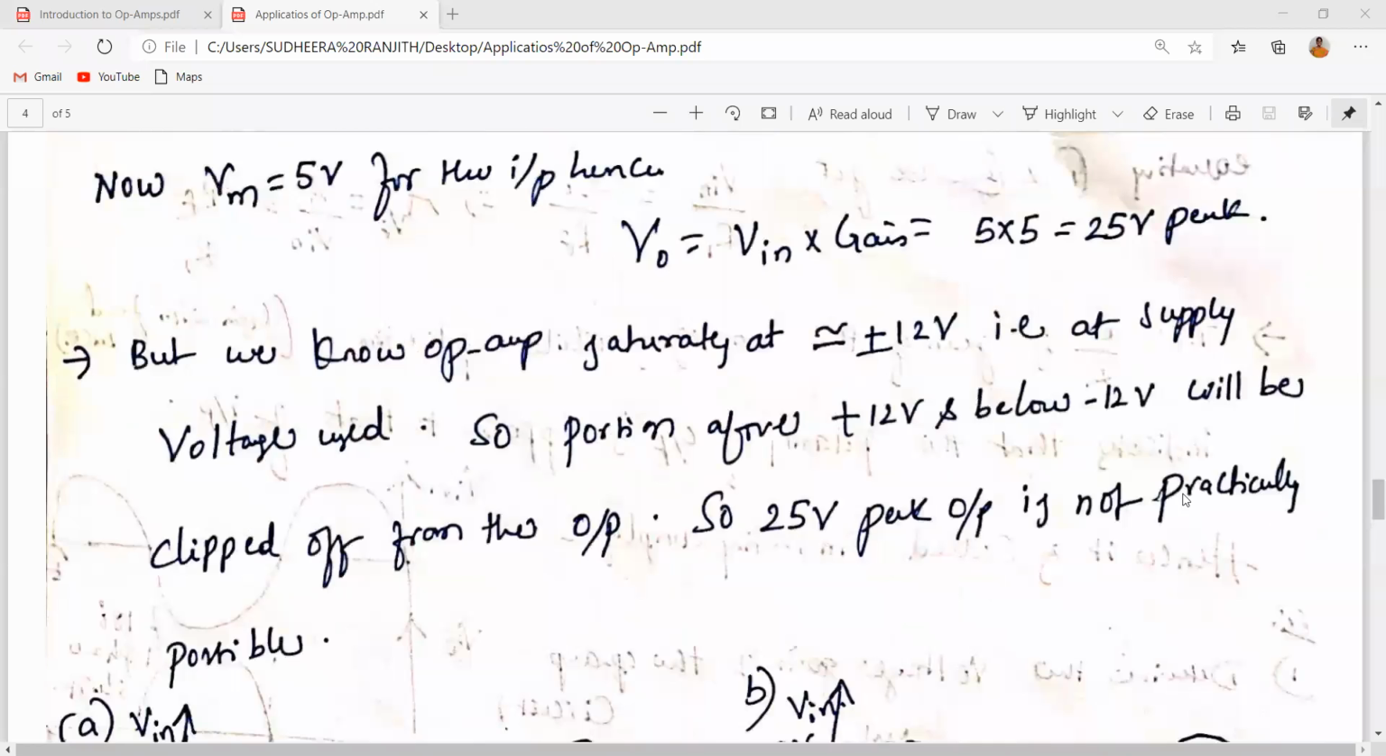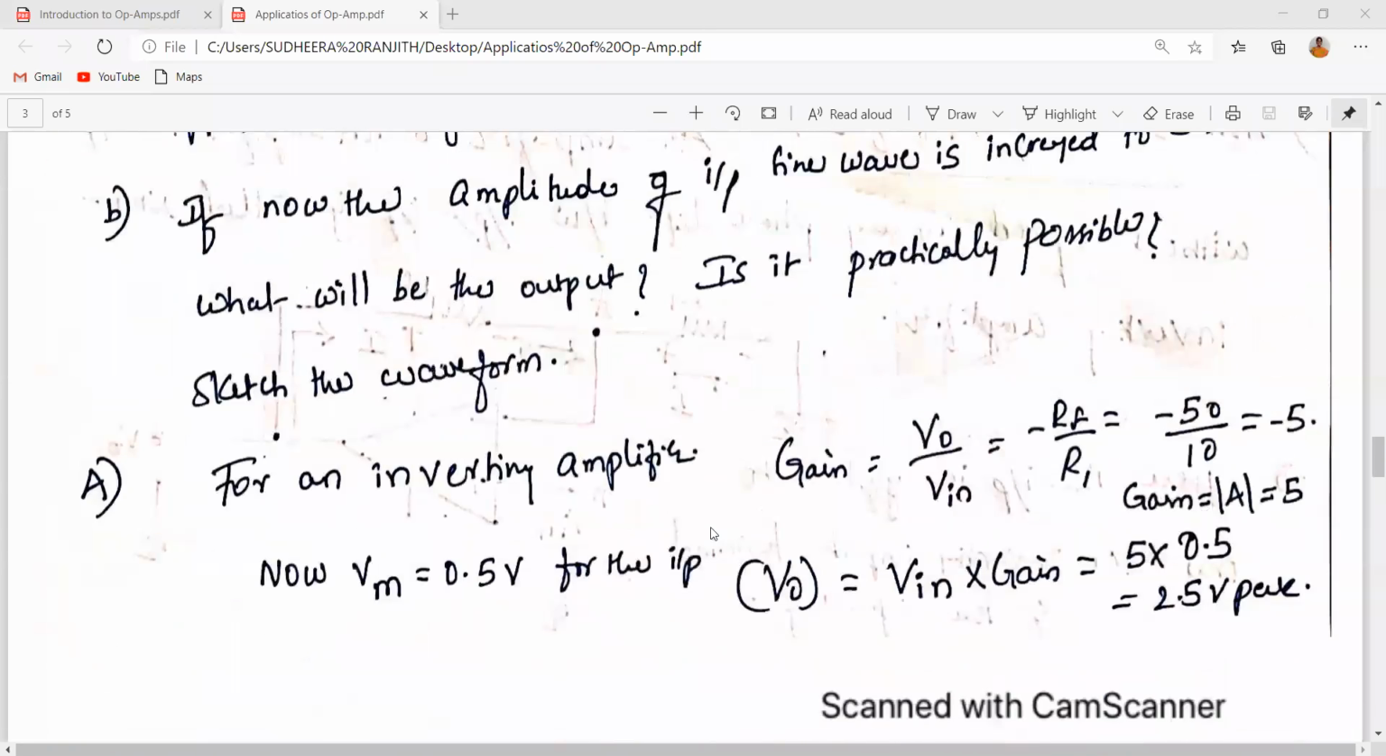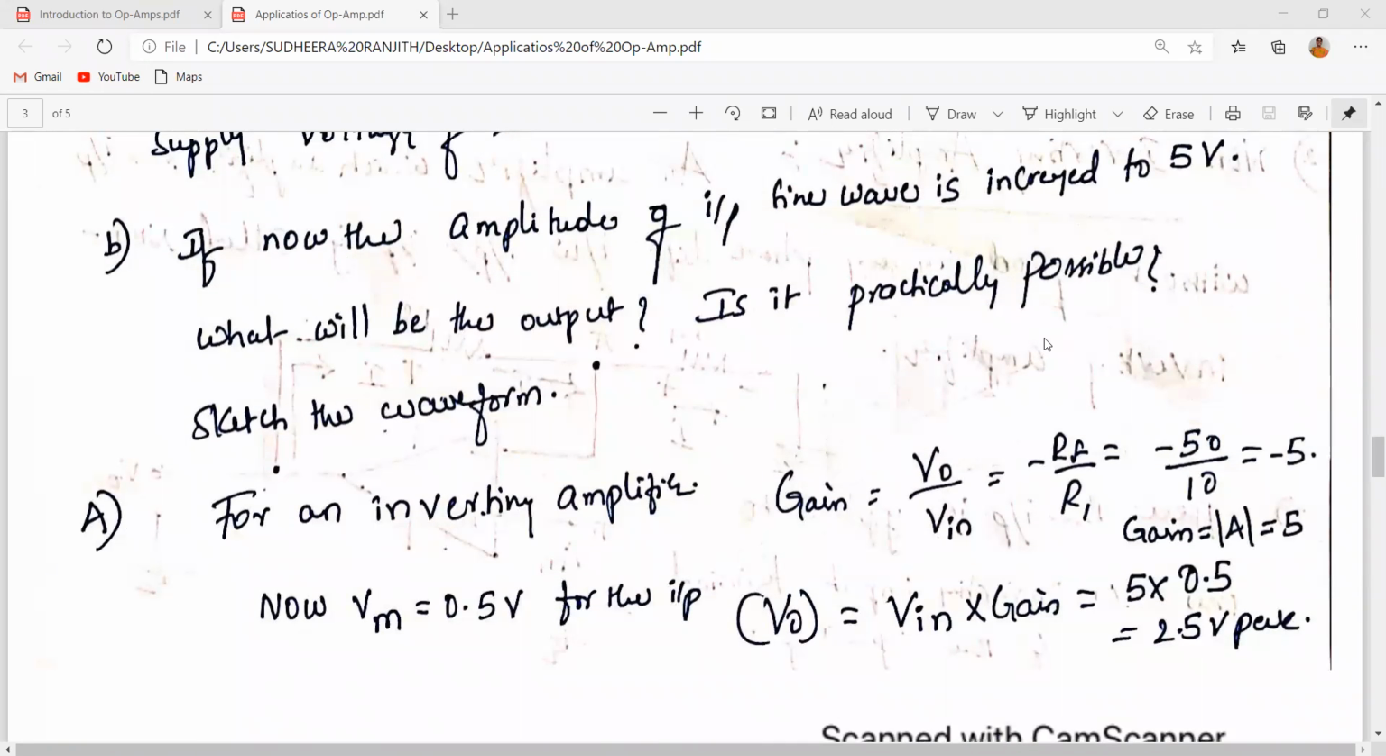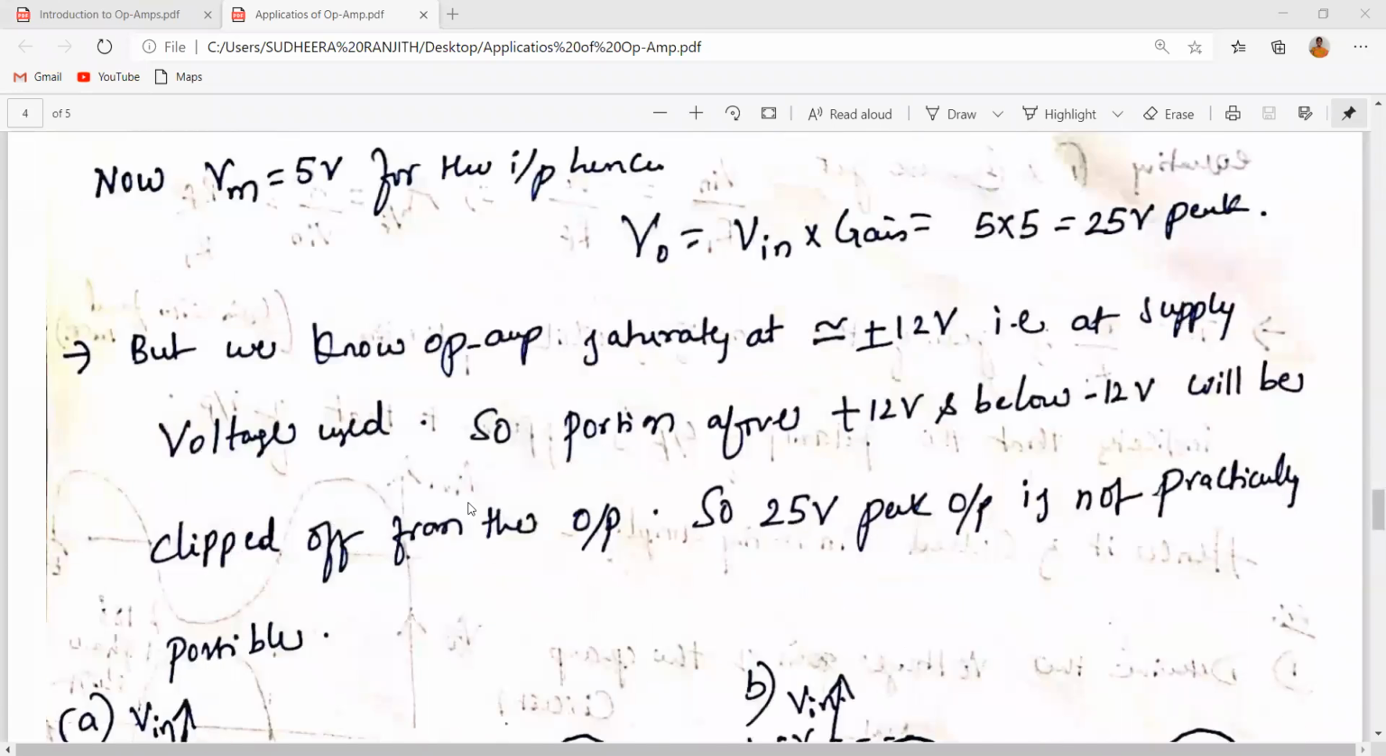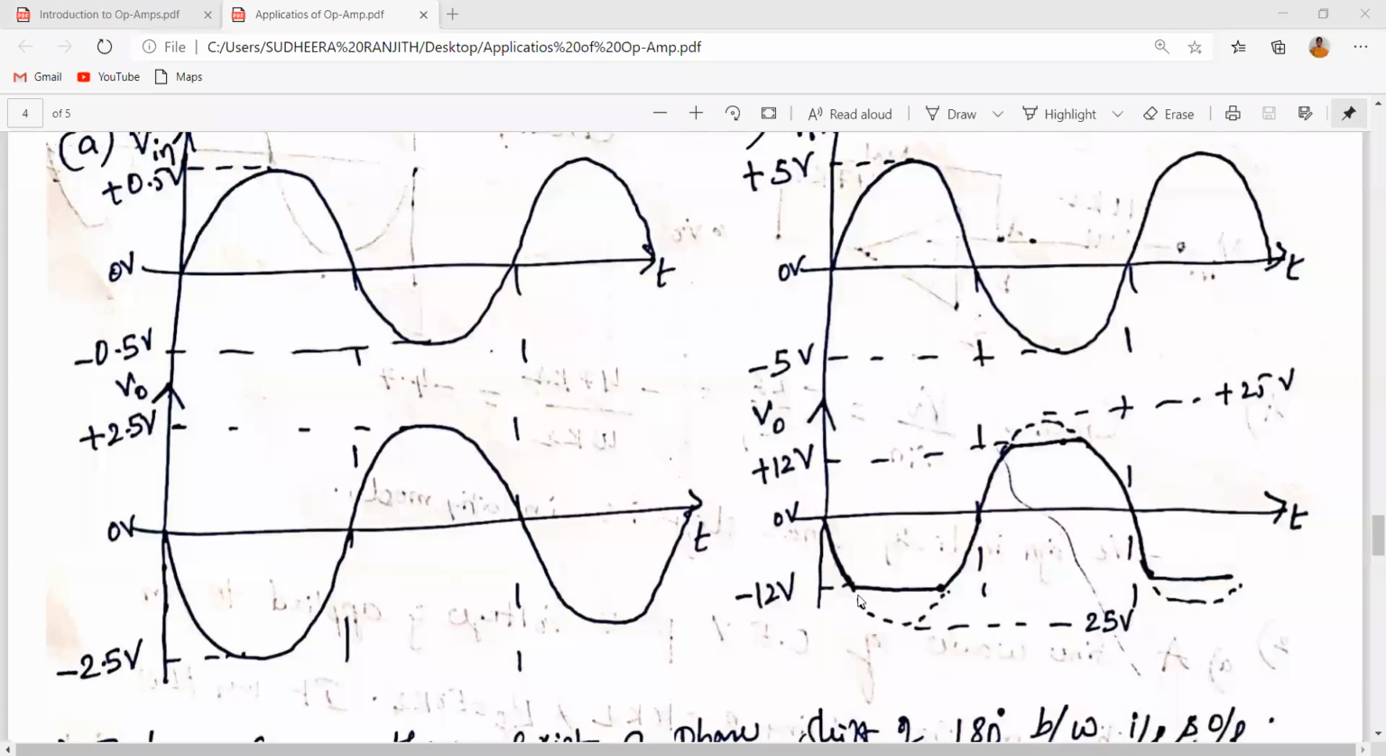This is what he asked: is it practically possible? Not possible. A 25 volts peak output is not practically possible. That's what he asked in the question. Sketch the waveform. So we have to draw the waveform like this. Here the bottom peak and top peak you have to clip down, and use dotted lines to represent the clipped portions.